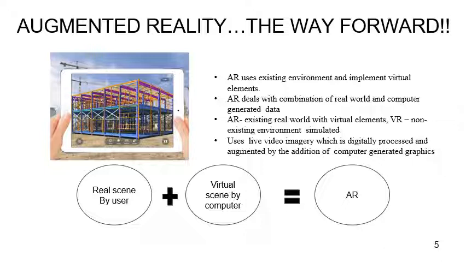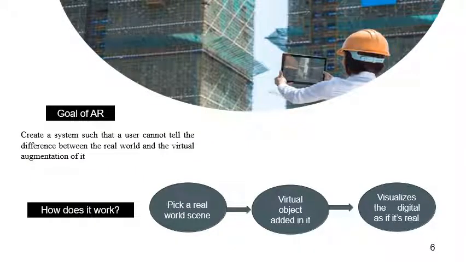So that's the difference between augmented reality and virtual reality. In augmented reality, an existing real world is augmented with virtual elements, while in virtual reality, a non-existing environment is simulated which the user will interact with. Augmented reality uses either live video or images which are digitally processed and then augmented into the real world surroundings. Goal of augmented reality. The goal of augmented reality is to create a system such that the user cannot identify the difference between the real world and the virtual world through augmentation of both. The working of augmented reality starts with a camera equipped device picking up the real world scene, and then virtual objects are added, either from the cloud, and the user can visualize this digital content as if it is real.